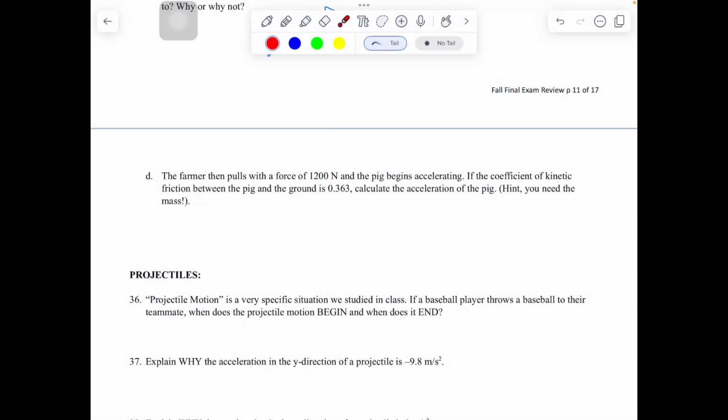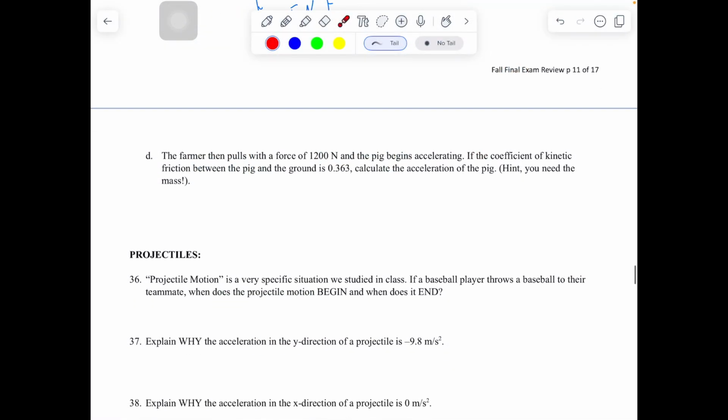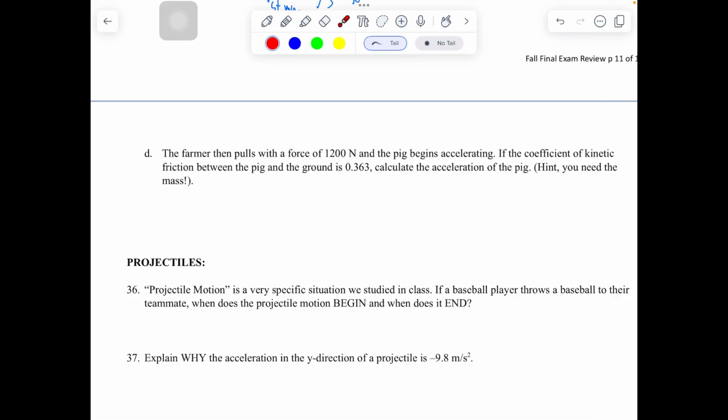Alright, farmer pulls with a force of 1,200 newtons, pig begins accelerating. Coefficient of kinetic friction is 0.363, calculate the acceleration. You need the mass. Absolutely. Okay, so let's start out. Calculate the acceleration. Well, how are we going to get the acceleration? We know the total force is mass times acceleration. We know the total force will be our applied force minus that friction.